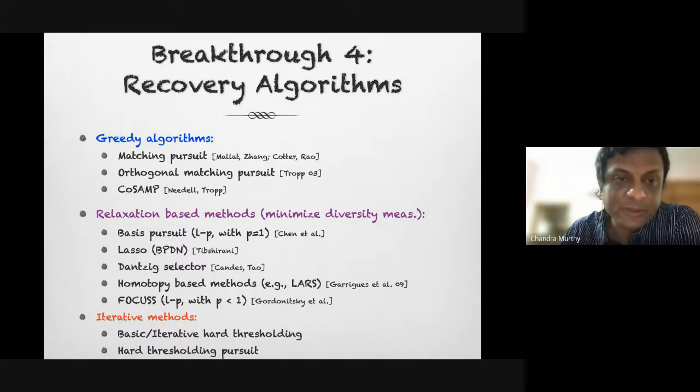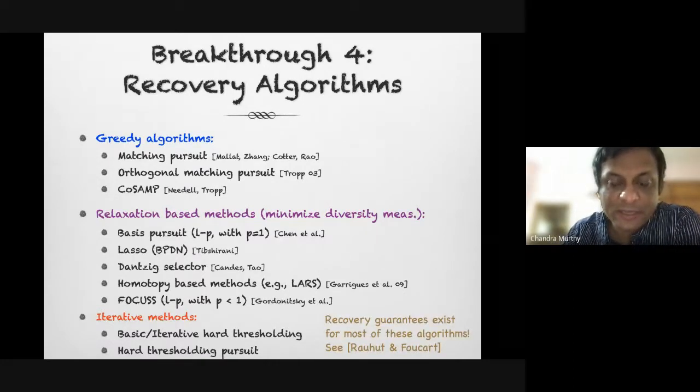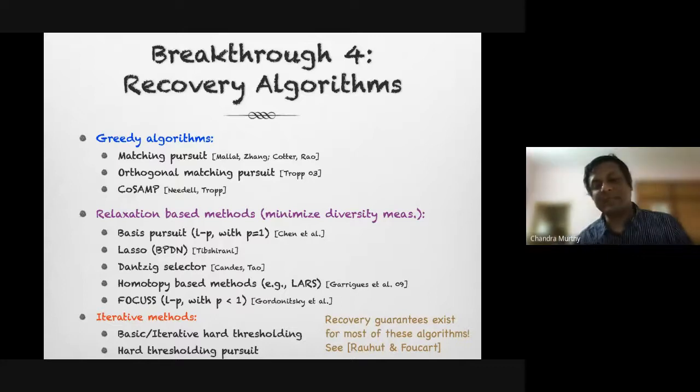Okay, so these are the different recovery methods, and all these methods come with recovery guarantees. There's a very nice book by Rauhut and Foucart that you can download for free from the internet. It's called, I think, A Mathematical Introduction to Compressive Sensing or something like that. This is a very comprehensive book which has lots of good results and it's also very well written. One can find guarantees for many of these algorithms in this textbook.